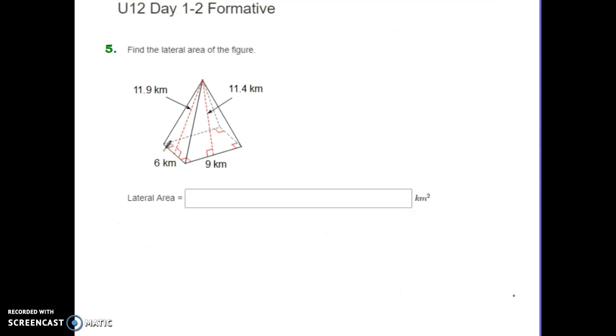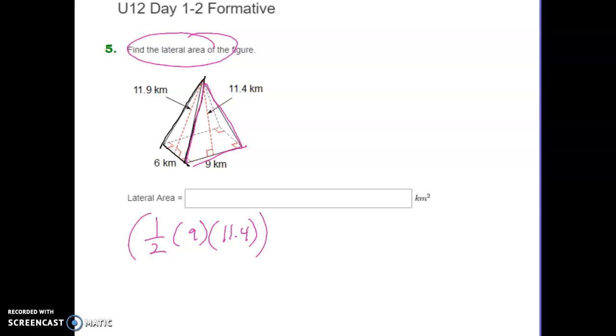So it looks like we've got 2 different size triangles. We've got triangles on the sides that have a base of 6 and a height of 11.9. And then we also have triangles in the front and back that have a base of 9 and a height of 11.4. And there's 2 of those. We're not going to worry about the base because it's asking for the lateral area, which are just all the triangles. So 1/2 of 9 times 11.4, 2 of those, and 1/2 of 6 times 11.9, and there's 2 of those, and that's times.